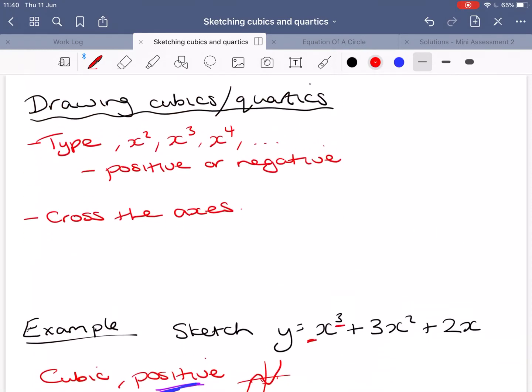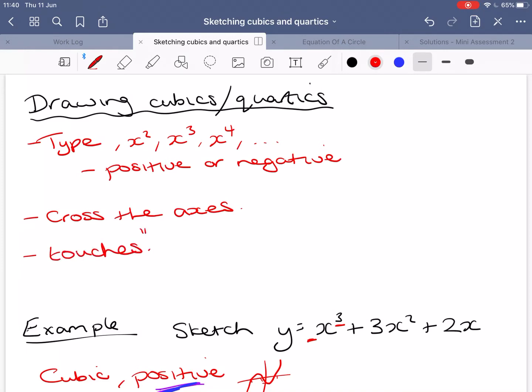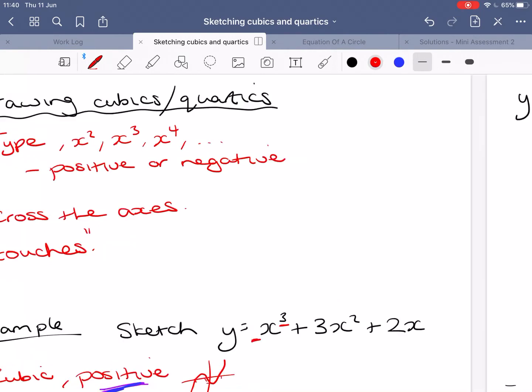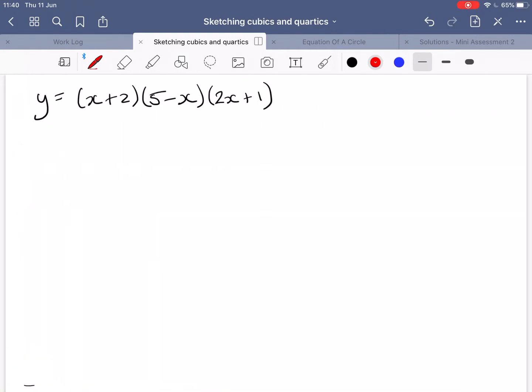The next thing we have to consider, which I'll look at in a minute, is touches, and I'll explain that in a couple of examples when we come to one. Okay, so sometimes they present it like this, and this is fantastic because they've done the factorisation for you. So again, we've got to decide what the type is.